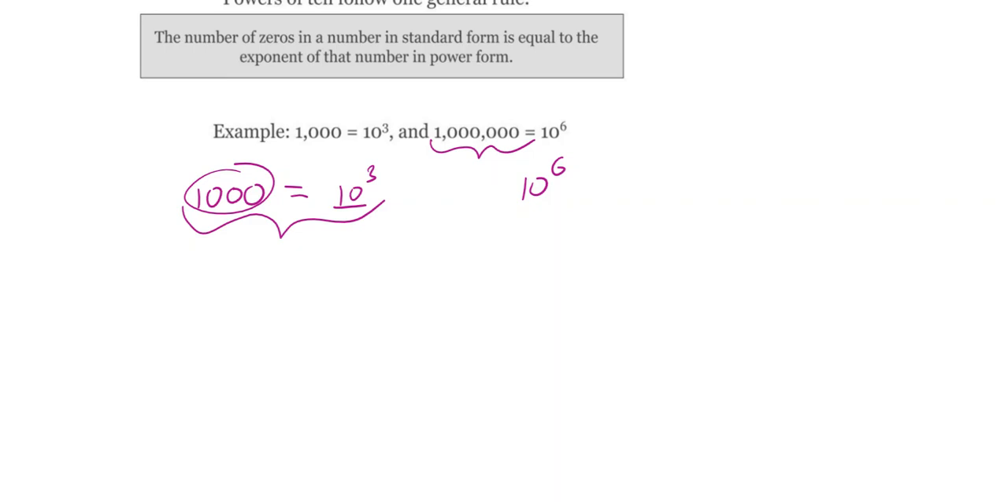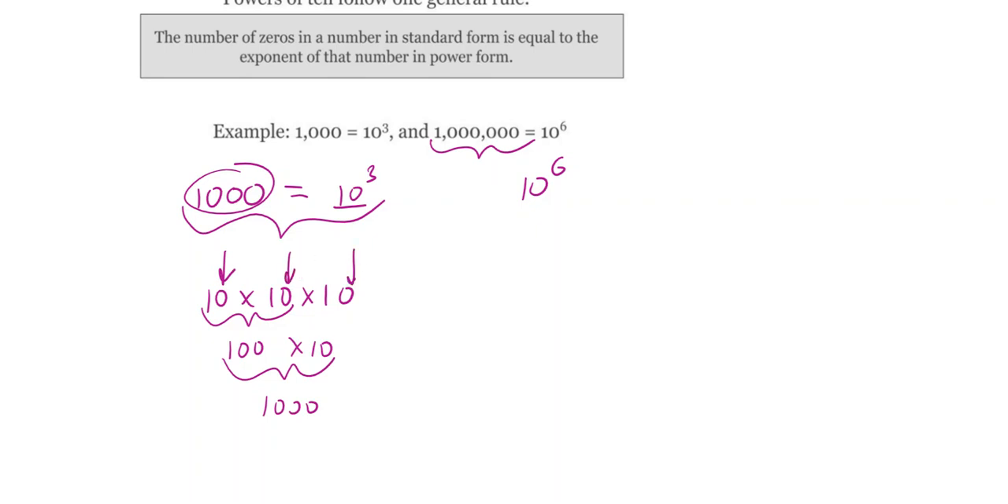10 to the power of 3 would really be 10 times 10 times 10, 3 times. So 10 times 10 would be 100, and 100 times 10 would be 1,000. So there's 3 zeros, and you can see that clearly here. There's 1, 2, 3 zeros if you actually wrote that out.